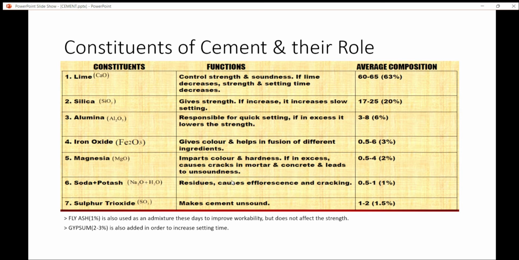Soda and potash residues cause efflorescence and cracking, around 1%. Sulfur trioxide makes the cement unsound. It is approximately 1.5%. And we also use fly ash and gypsum. Fly ash is used to improve the workability of the cement, but it does not affect the strength of the cement, and we use gypsum in order to increase the setting time.